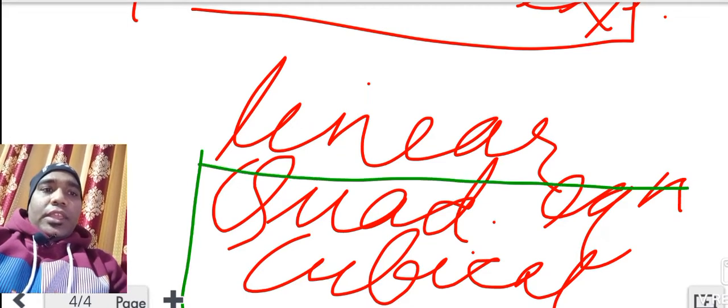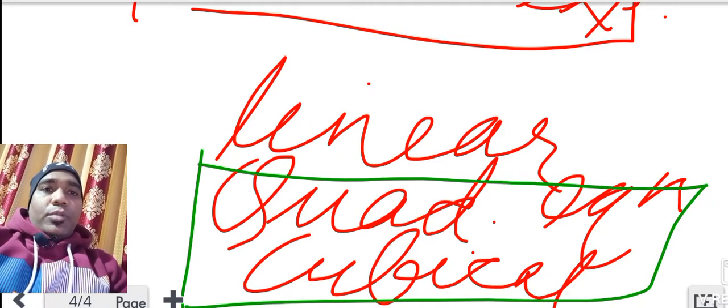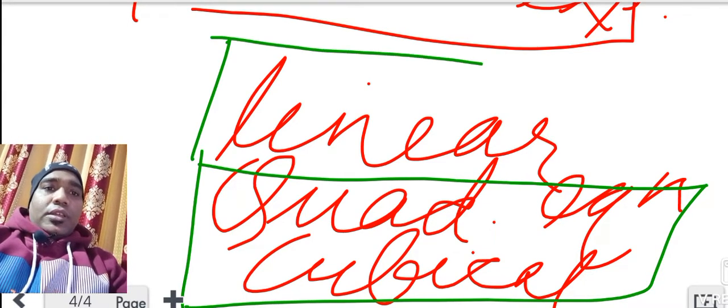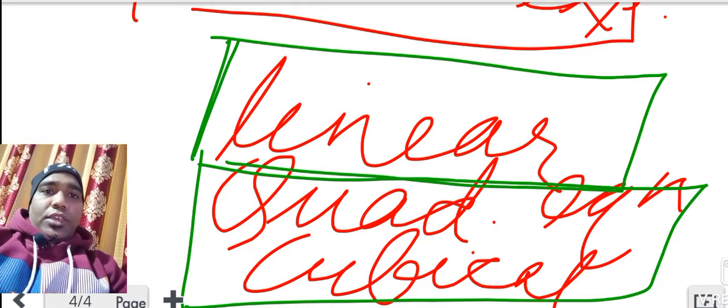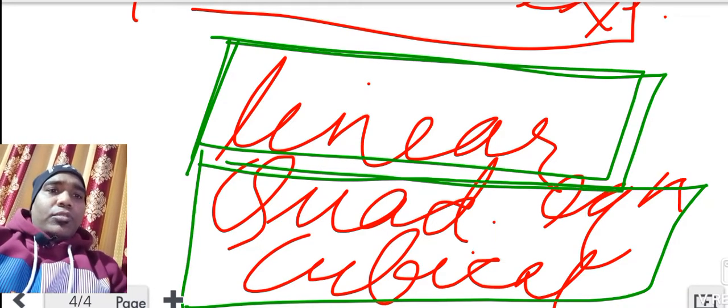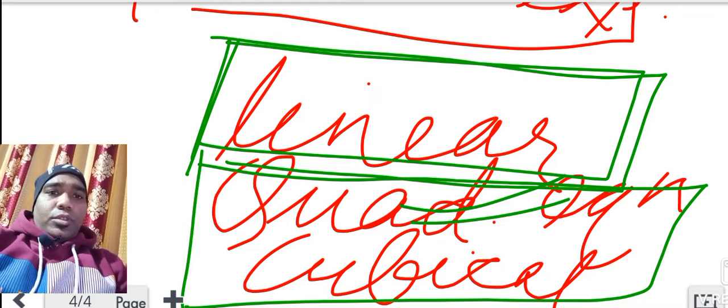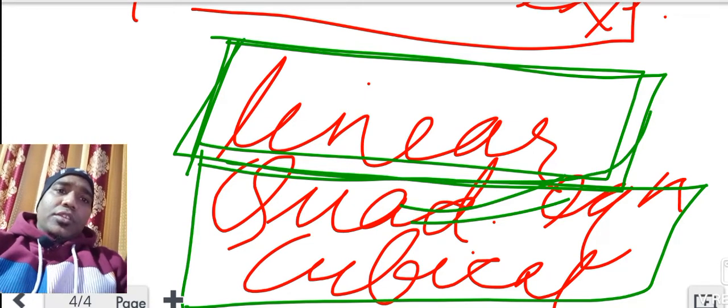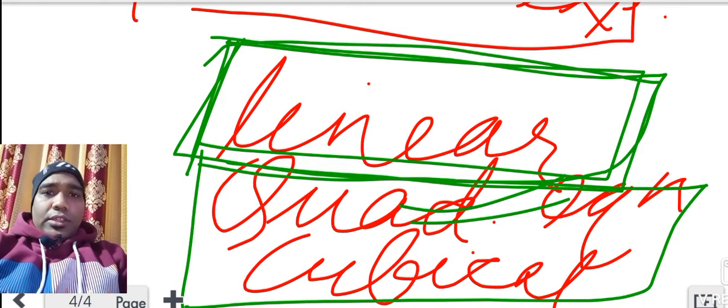You don't have to bother about these two, about quadratic and cubic. You have to study linear equation. Quadratic equation you have to study in class 10, so don't bother about it. In class 8 you have to study this linear equation.